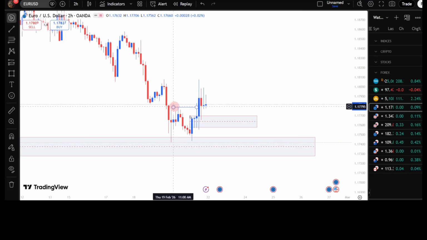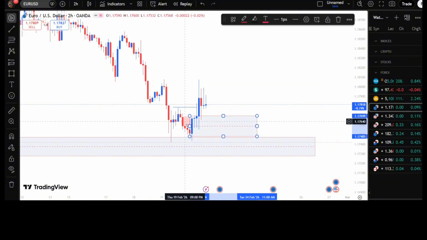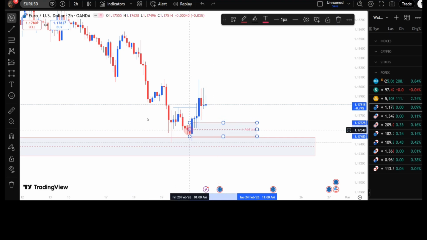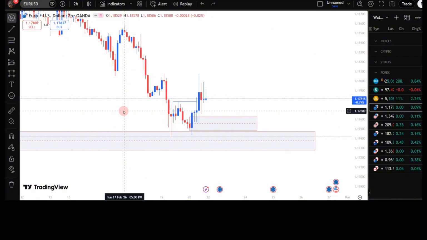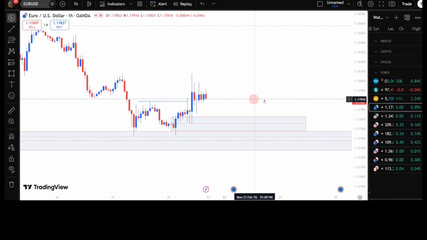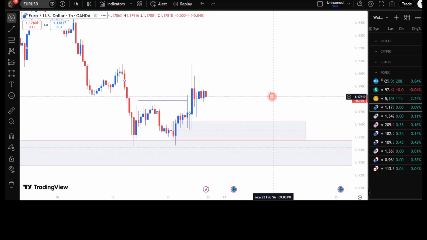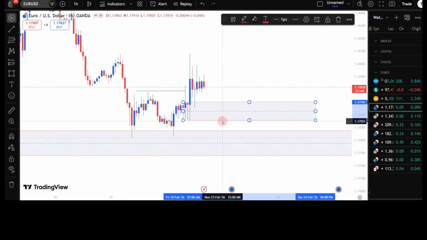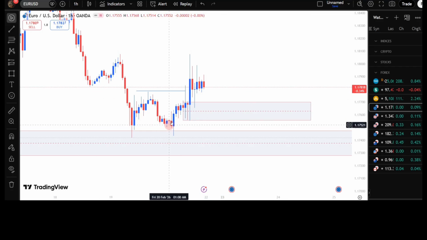So on the 2 hour, we also have this break of structure, having another block here. This is Euro. Then the 1 hour now, we're having this and now our other block. And the reason being, why not this one? If you look at it, price has actually hit this area massively, several times. So I wouldn't even like to see price get to this point again.